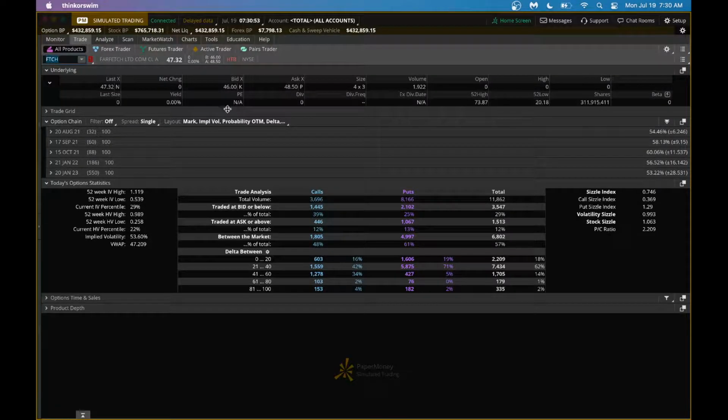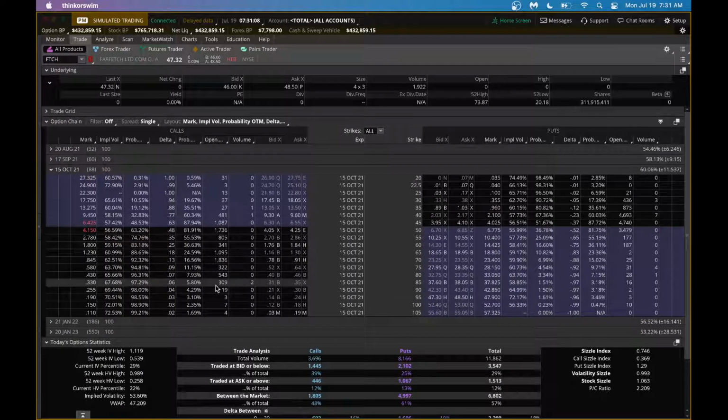So with that, you could jump into option chain here and look at Farfetch, FTCH, and you could buy the stock outright. Currently $47.32. All-time high was $73.87 in last 52 weeks. And you could go into probably 88 days out, October expiration, and you could buy call option outright, delta 70 or so. 77 is good.